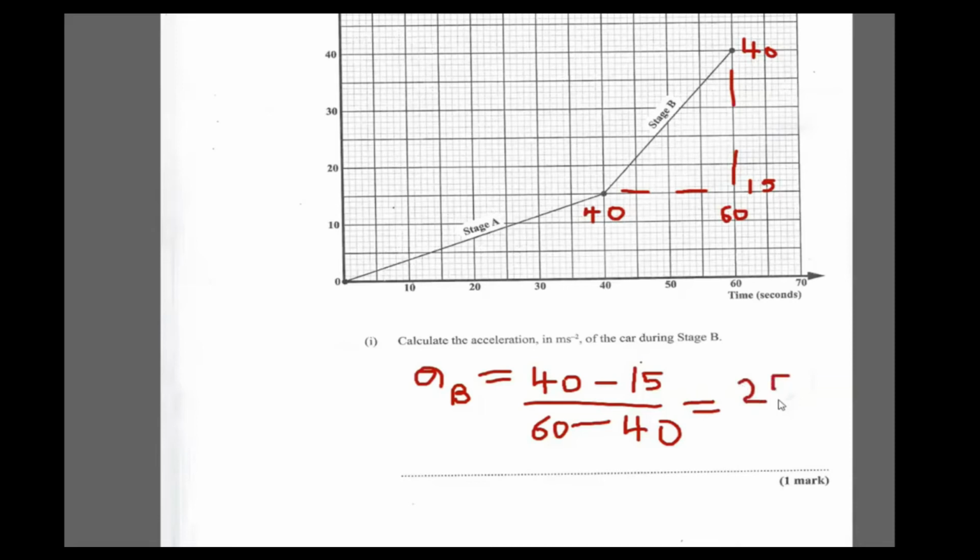40 minus 15 is 25 over 60 minus 40. 60 minus 40 is 20. And so 25 over 20 will give us the acceleration in stage B. So the acceleration in stage B is 25 over 20, which you can write as 1.25 meters per second squared.